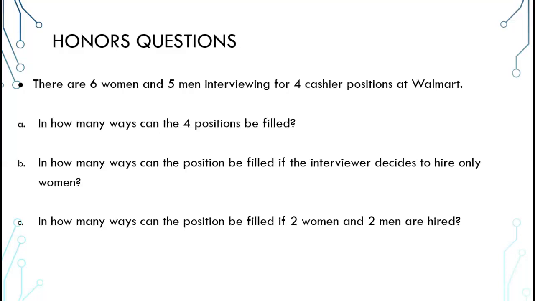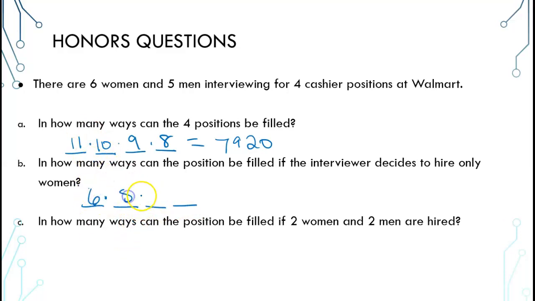There are 6 women and 5 men interviewing for 4 cashier positions at Walmart. If we just fill the 4 positions, there are 4 slots available. There are 11 people, so it's 11 times 10 times 9 times 8, and that gives me 7,920. Now, what if we hire only women? There are still 4 positions to be filled, but we're only hiring women. So we only have 6 to choose from, then 5, then 4, then 3. We do 6 times 5 times 4 times 3, and we get 360 ways.